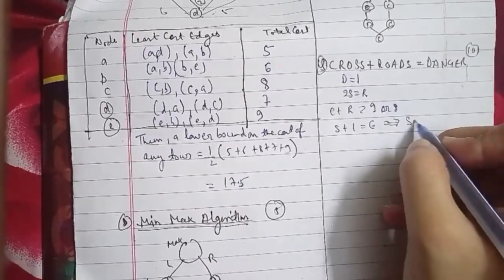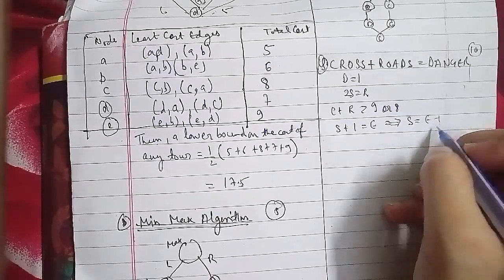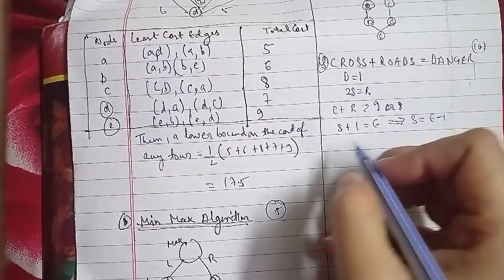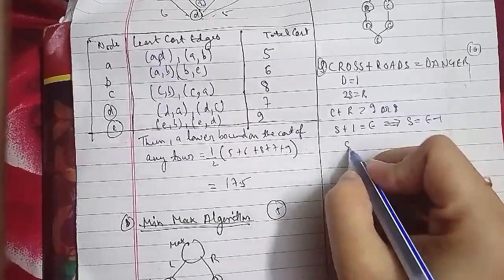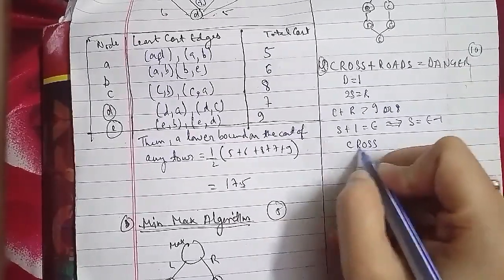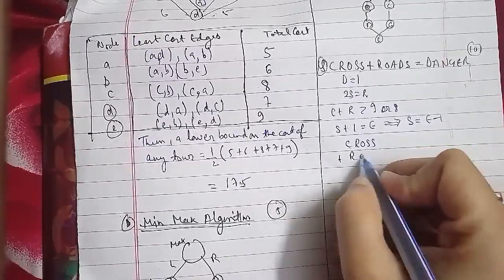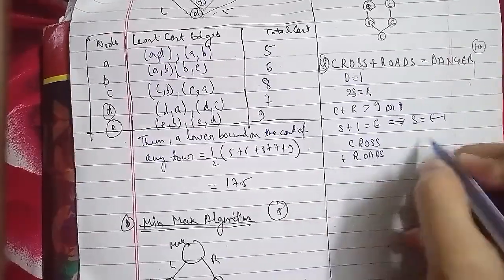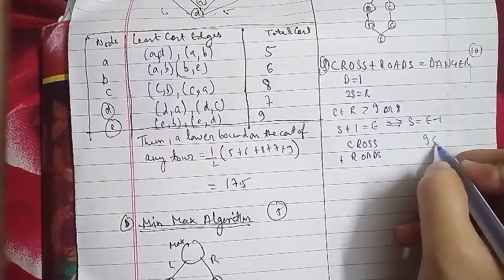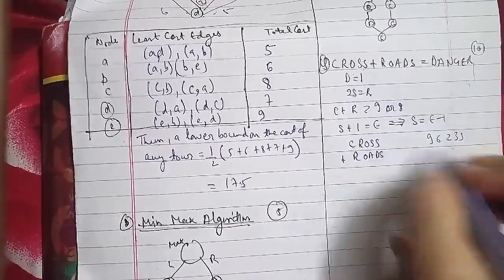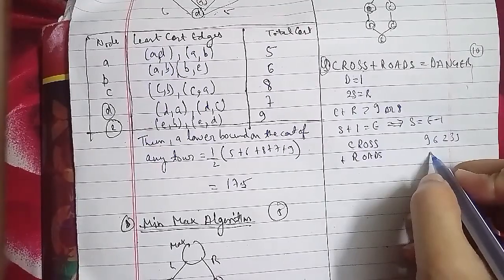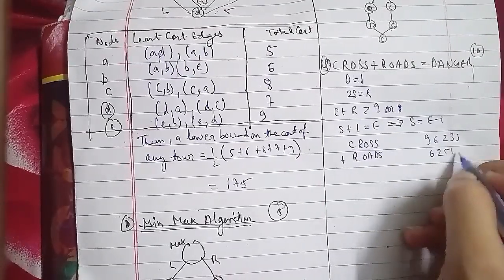We have, after guessing all, cross plus roads. That is your cross: 9 6 2 3 3, and for the roads here: 6 2 5 1 3. Then we'll add both, so it will give danger, because that has been told.